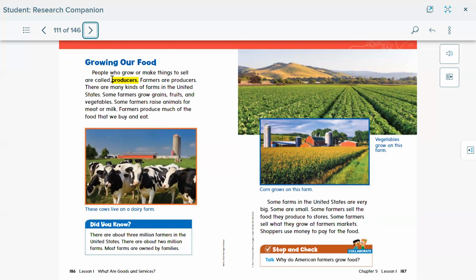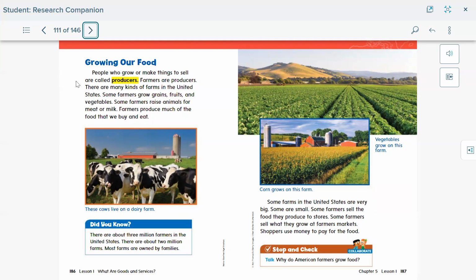Growing our food. People who grow or make things to sell are called producers. So producers are people who grow things or make things. So the farmers are producers. There are many kinds of farms in the United States. Some farmers grow grains, fruits, and vegetables. Some farmers raise animals for meat or milk. Farmers produce much of the food that we buy and eat. So as we see here, these cows live on a dairy farm. So farmers are producers because they grow vegetables, fruits, or grains that we use.